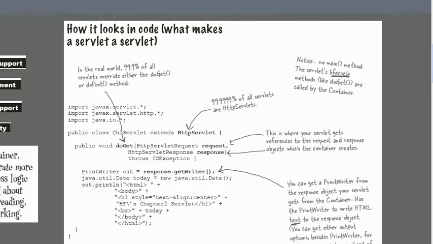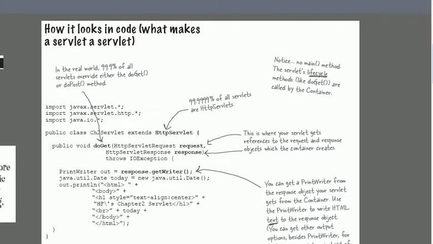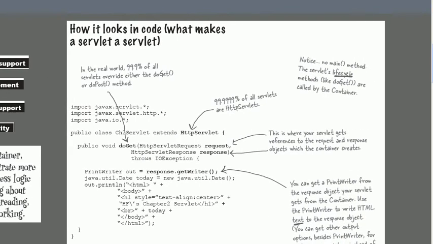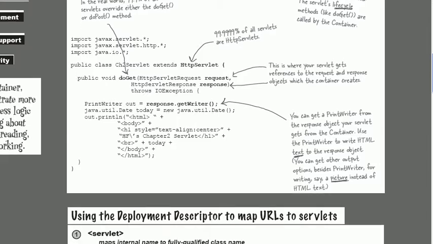So this is what a servlet looks like. CH2 servlet is a servlet because it extends HttpServlet. What you could notice here is that there is no main method in the servlet, and the servlet's lifecycle methods like doGet are called by the container. The servlet is actually invoked by the container, so there is no explicit main method for a servlet. This is where your servlet gets references to request and response objects, which the container creates. So request and response objects are sent to the servlet by the container.